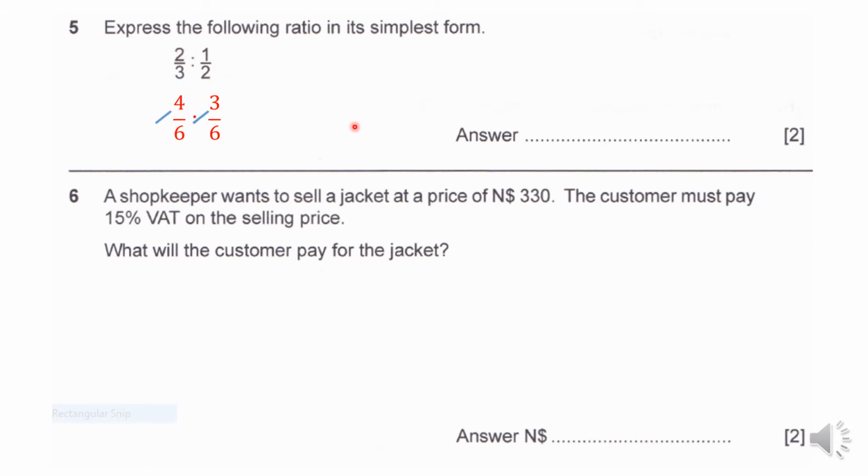Then I obviously cancel the denominators, and then the numerators I'm going to have 4 to 3. A shopkeeper wants to sell a jacket. The price of the jacket is 330, but the customer is supposed to pay 15% more.